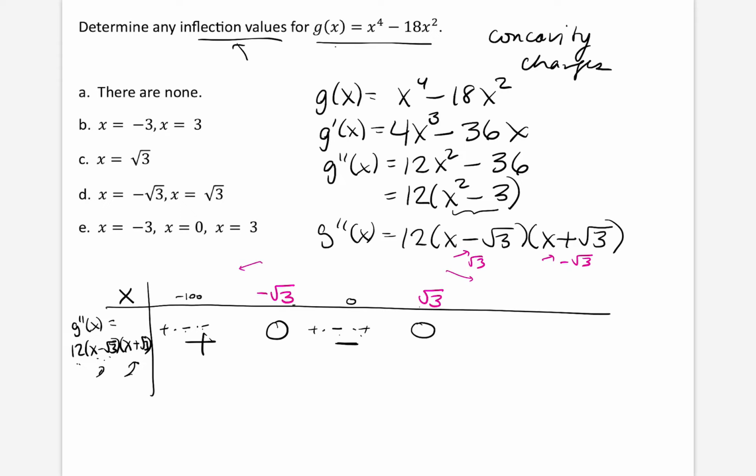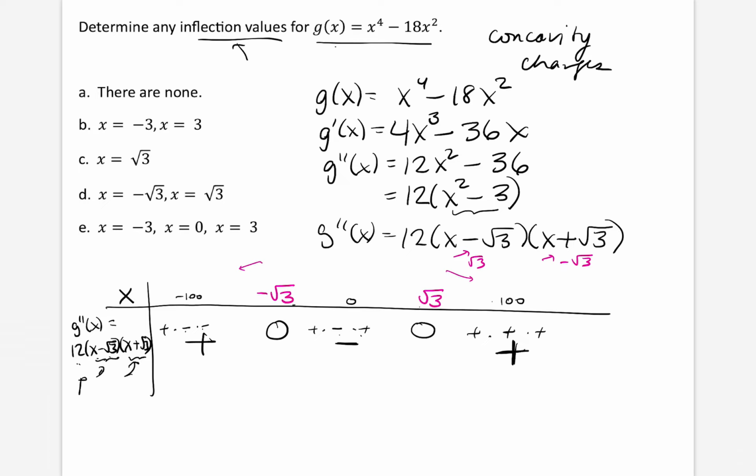Now what about for a value of x that's larger than the square root of 3? Like x equal to 100. What's the sign of the second derivative? Well, the 12 is positive. If I have 100 minus the square root of 3, that's going to be positive. If I have 100 plus the square root of 3, that's going to be positive. So we have a positive times a positive times a positive, which is positive.